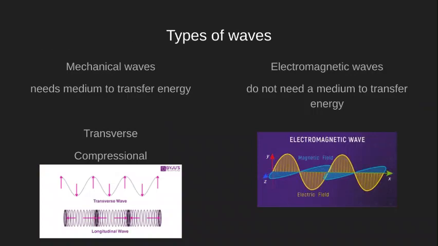We have 2 different types of waves, mechanical waves and electromagnetic waves. Mechanical waves need a medium to transfer energy. A medium is any such matter, such as air, liquids, gases, or solids. There are 2 types of mechanical waves, transverse and compressional. Compressional also goes by longitudinal waves. Electromagnetic waves do not need a medium to transfer. Electromagnetic waves are made up of 2 different types of fields, magnetic fields and electric fields. Examples of electromagnetic waves are radio, microwaves, gamma, UV radiation, and visible light.